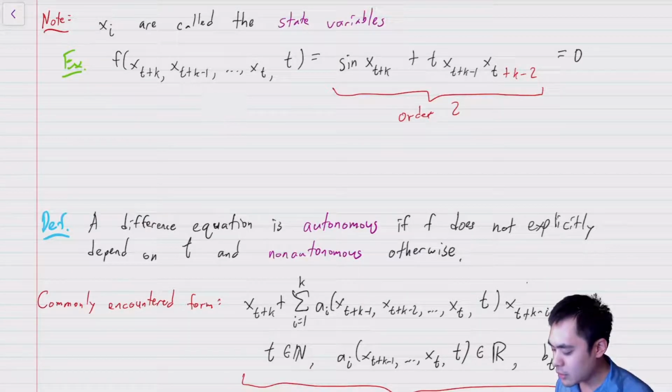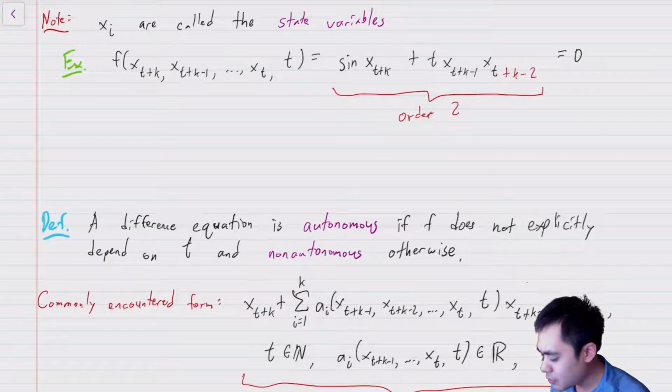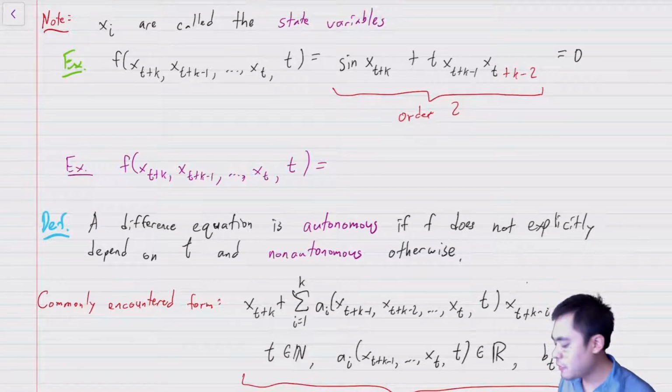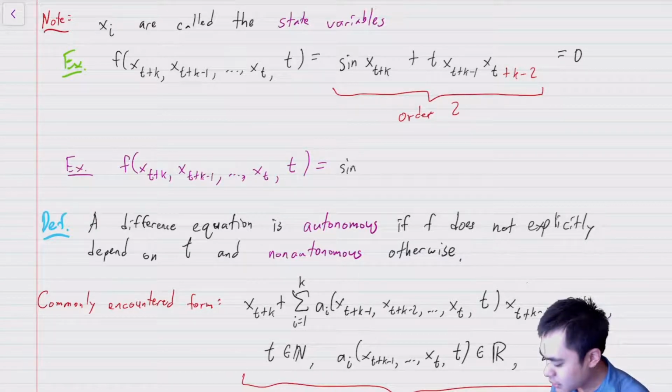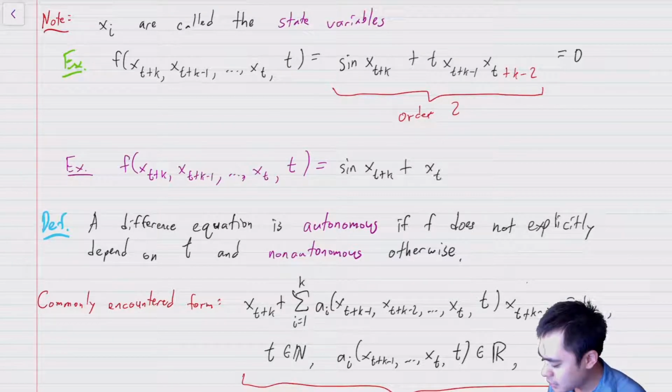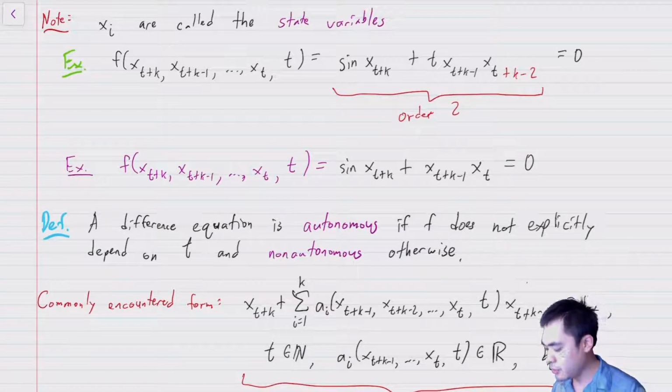And indeed, we can think about writing another example. Let me do that in purple here. So let's suppose we had another example, which would be f of x sub t plus k, x sub t plus k minus 1, all the way down to x sub t, and t. So if that happened to be equal to, say, sine of x sub t plus k plus, let's just drop the t and replace that with a 1. Since we're multiplying by the identity, that doesn't show up. So let's say that's x sub t plus k minus 1 times x sub t. And let's set that equal to 0.